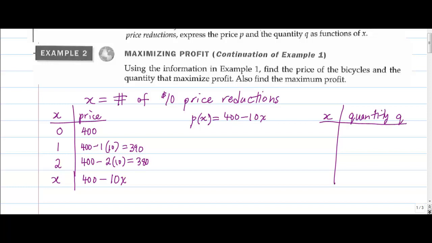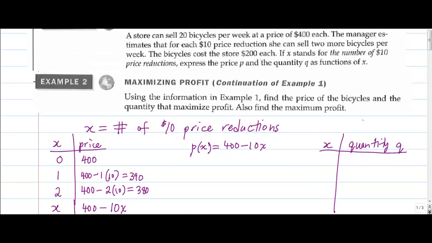So it says at the beginning that she can sell 20 bicycles a week. So if she doesn't offer any kind of price reduction, she'll sell 20 a week. If she offers one price reduction, it says the manager estimates that for each $10 price reduction, she can sell 2 more bikes per week. So that's 20 plus 2, right? So that gives me 22. If she offers 2 price reductions, or 2 $10 coupons, then she can sell 4 more bikes, right?